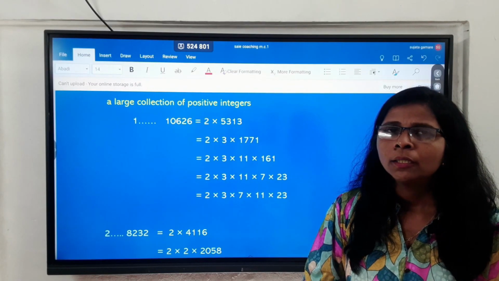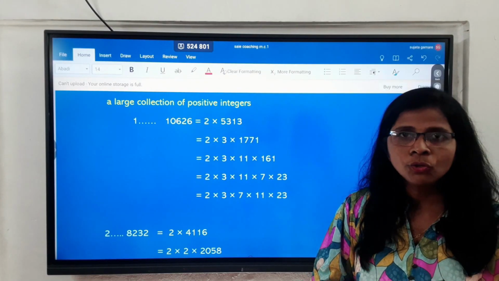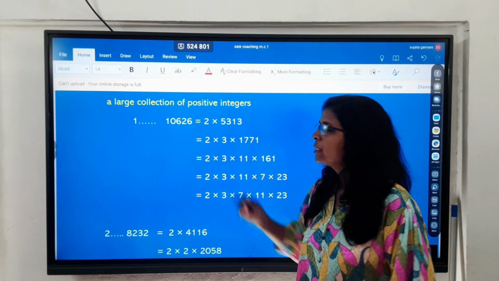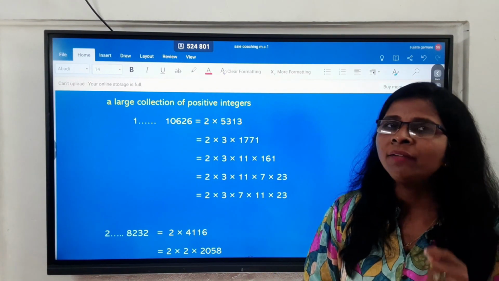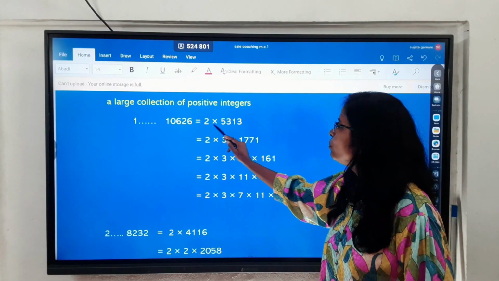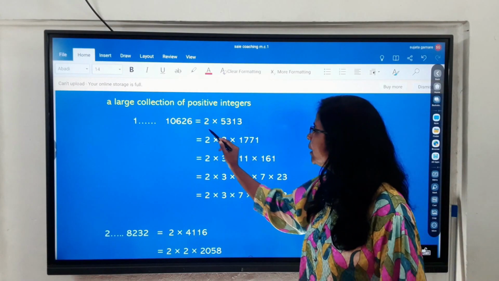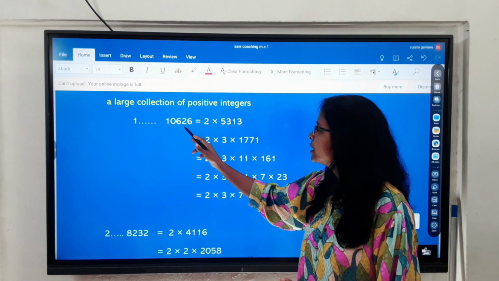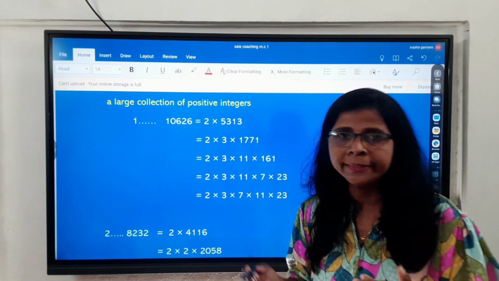First, make it a smaller number. So see the unit place. 6 is the unit place of this number, so of course that number should be divisible by 2. So I factorize this number as 2 multiplied by 5,313. So this number 10,626 becomes smaller and is converted into the smaller number 5,313.